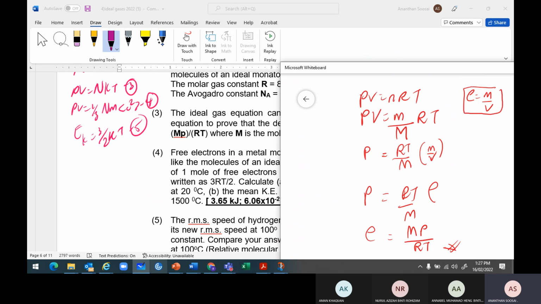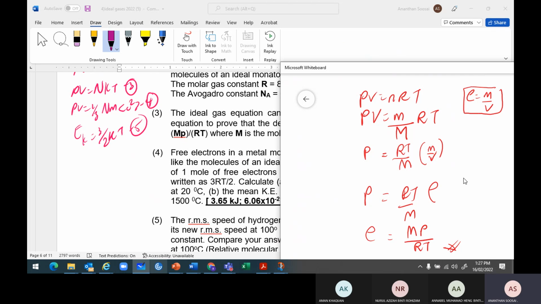Working you get, right? So mass over volume is density, so replace density. The number of moles we can convert to mass over molar mass, m over capital M. We got this answer, correct?